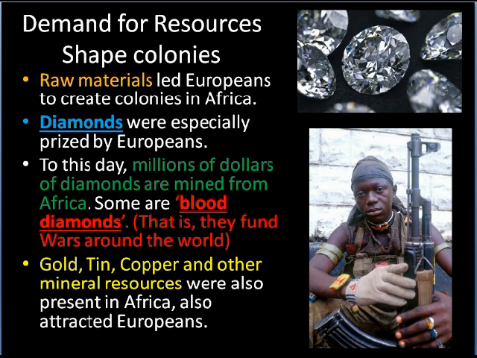So raw material production in Africa is a major problem that can still be causing issues today. But it is a big draw for European nations. They're coming there for diamonds. They're coming there also for gold and tin and copper and other mineral resources which are also present in Africa. Okay.